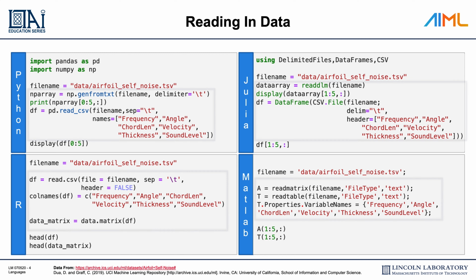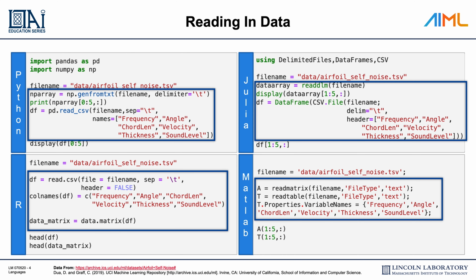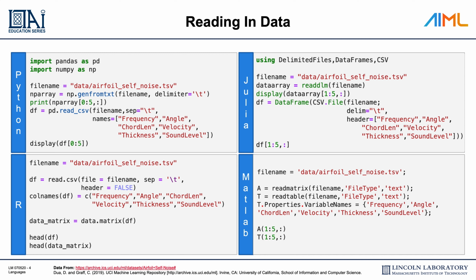In each, we are reading the data in as an array and as a data frame. Because the file doesn't contain headers, I'm specifying them when I create the data frame. In R, where I specify the column names, the C stands for concatenate and is how you would create a vector from scratch. In this case, the vector of column names.